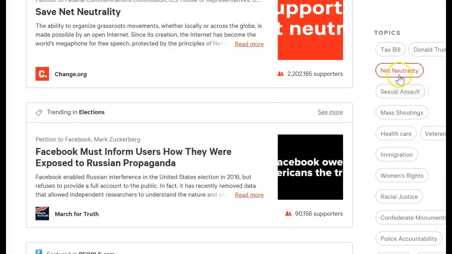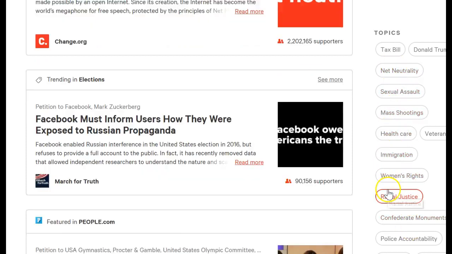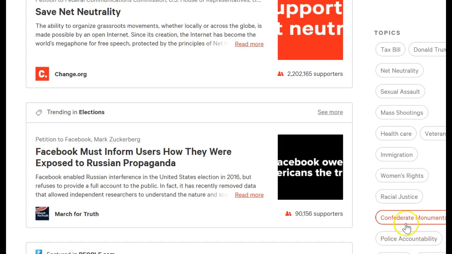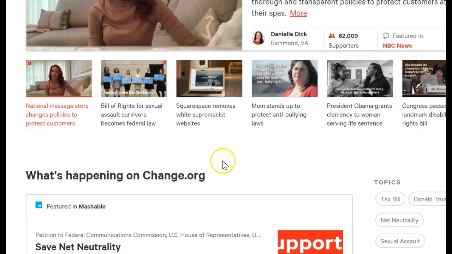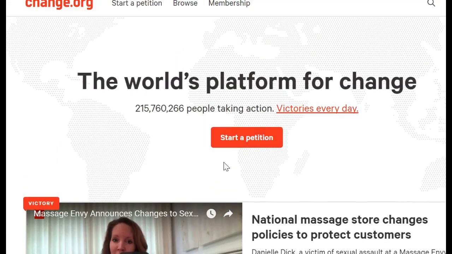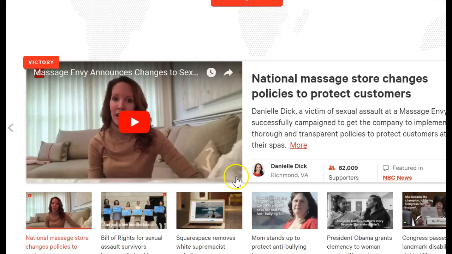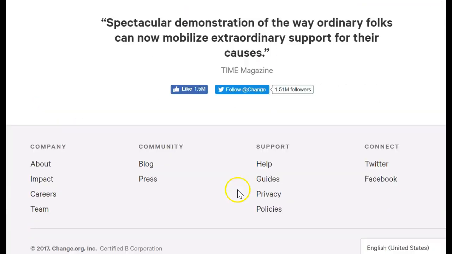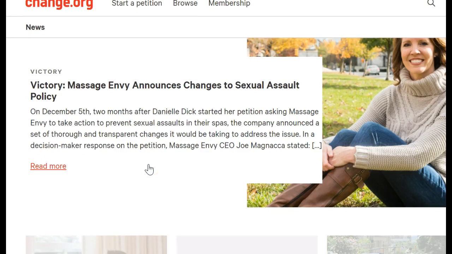Tax bill, Donald Trump, net neutrality, and mass shooting, healthcare. I mean, these are all left-wing issues. These have been left-wing issues for some of them for a long time. Confederate monuments, and so you can say to yourself, okay, well, anybody can post any kind of petition that they want. Okay, well, that's fair enough. So let's just look at the blog that this website runs.